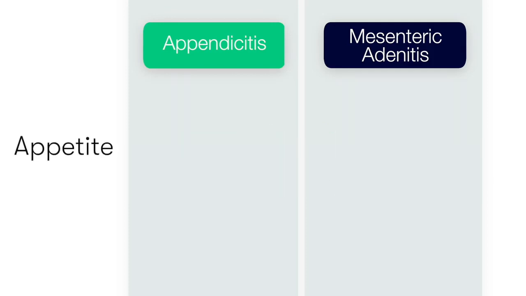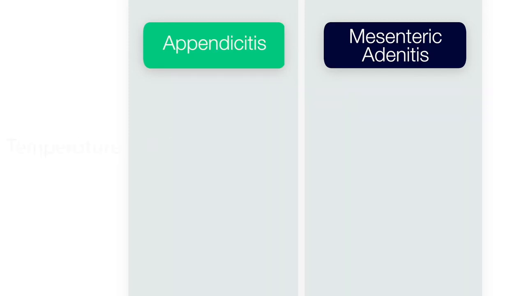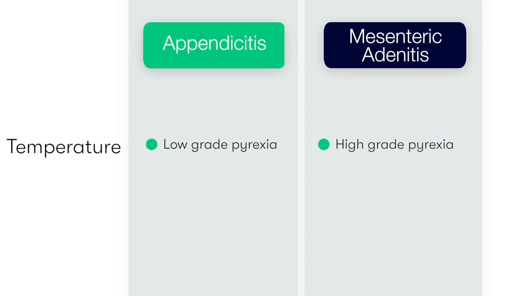If you ask a patient with appendicitis if they're hungry, they pretty much always say no. But a patient with mesenteric adenitis is usually hungry. Patients with appendicitis tend to have a low-grade pyrexia, often in the low 38 degrees Celsius. Whereas in contrast, but in keeping with the viral nature of the condition, patients with mesenteric adenitis will commonly have high-grade pyrexias, often in excess of 39 degrees C.